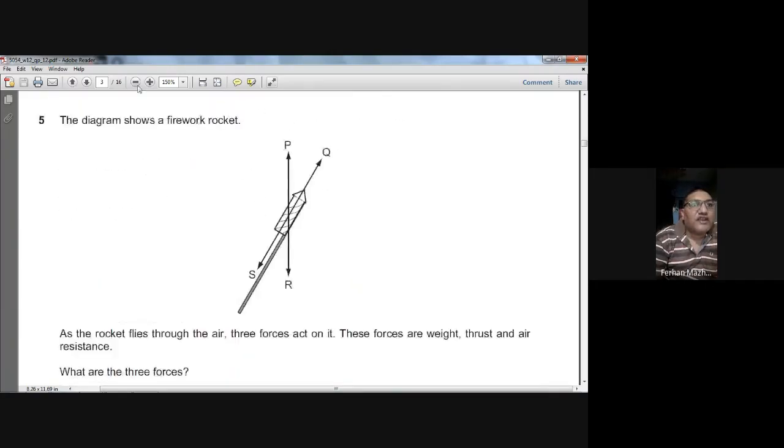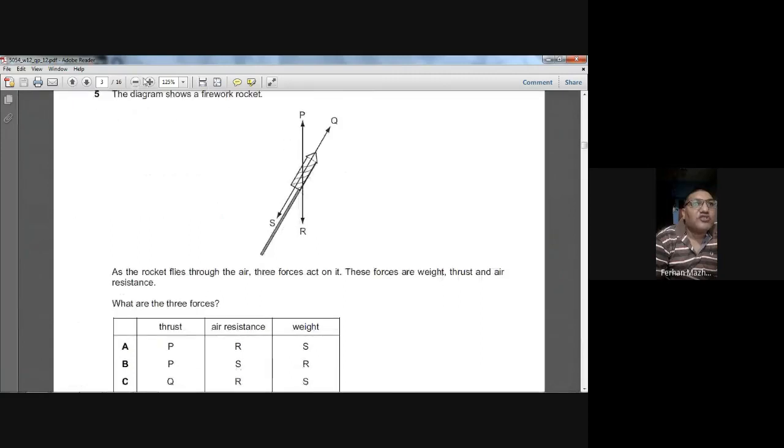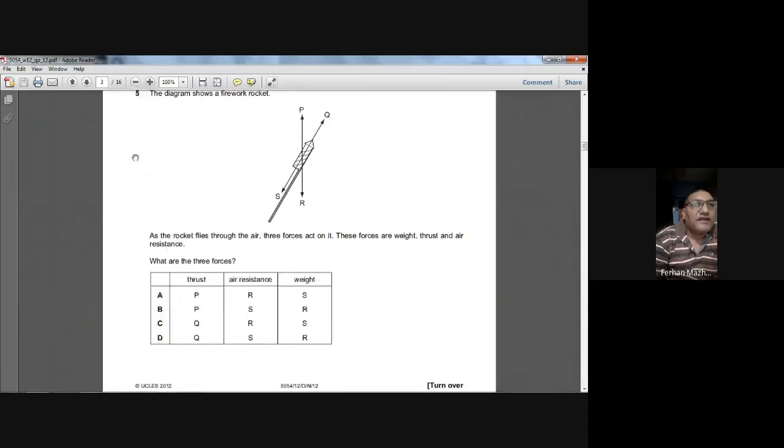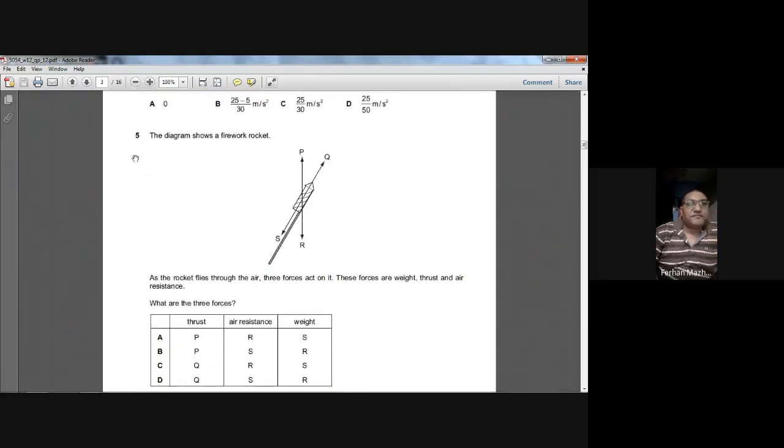Okay, on your screen we now have question number 5. The diagram shows a firework rocket. As the rocket flies through the air, 3 forces act on it. These forces are weight, thrust, and air resistance.